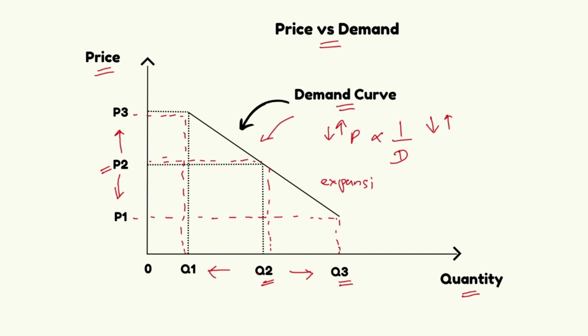Expansion and contraction. Expansion is where the demand is increasing. Contraction is where demand is decreasing. The expansion and the contraction can be illustrated on the demand curve because the expansion and contraction will move along the demand curve like that.